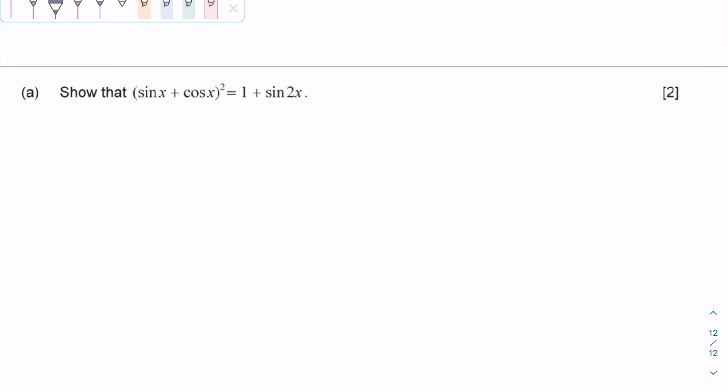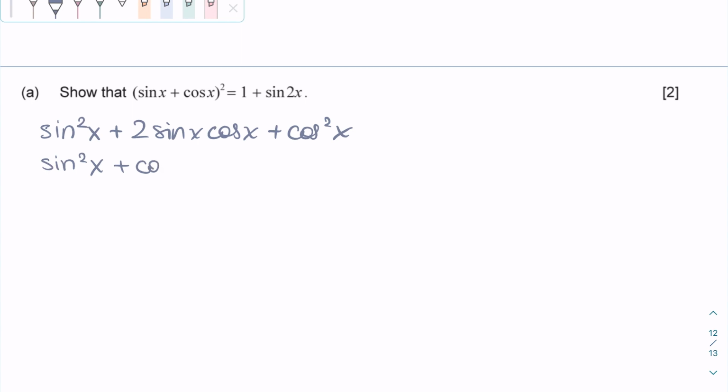Part A asks us to show that (sine x plus cosine x) squared equals 1 plus sine 2x. Let's first expand the parentheses on the left side by squaring this expression. That would be sine squared x plus 2 sine x cosine x plus cosine squared x. I will rearrange this expression so that the sine squared x and cosine squared x are together.